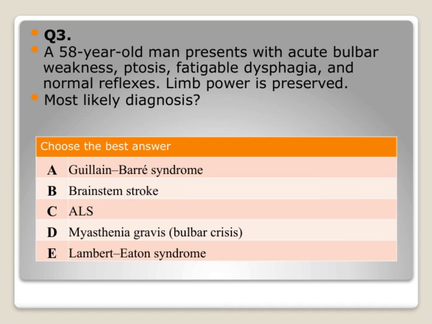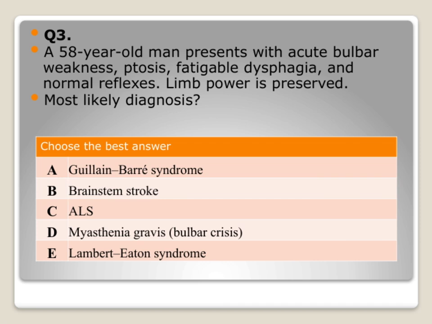The fatigable nature of his dysphagia points to a pattern that worsens with activity, which is a crucial clue. Next, note that his reflexes are normal and limb strength is preserved. This helps us narrow down our options, eliminating conditions that typically involve limb weakness or abnormal reflexes.